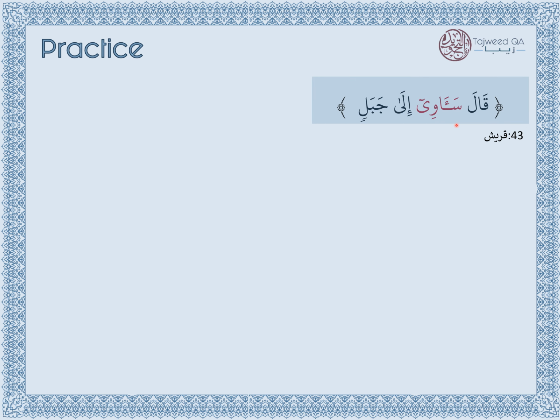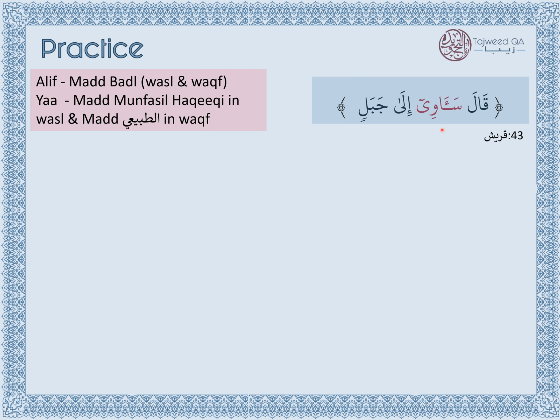So here we can see there are 2 mad letters. We have an alif and we have a ya mad. So on the alif, we can see it's preceded by a hamza, therefore we can say it's mad badal in wasl and waqaf, 2 harakat. And the ya mad is followed by a hamza in the next word, which makes it mad munfasil haqiqi in continuation, and in stopping it's just mad tabi'i, because there's no reason for the mad. The reason for the mad is in the following word. So in continuation, قَالَ سَآوِي إِلَى جَبَلٍ, and in stopping, قَالَ سَآوِي, 2 harakat mad tabi'i.